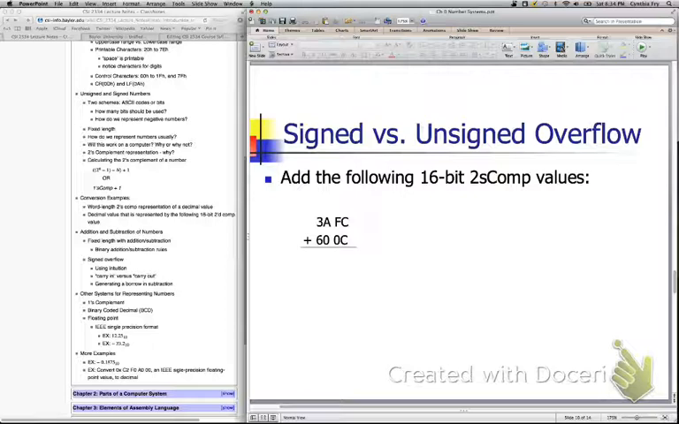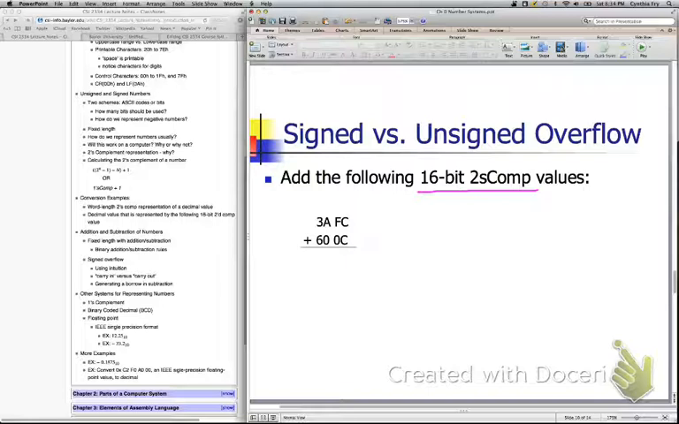But let's do exactly what this says. Let's add the following 16-bit 2's complement values. Notice here, since I've told you both the format and the fixed length, I'm not going to include a 16 subscript or an H after these. I've already told you what the format is. Therefore, you read them as 16-bit 2's complement values.